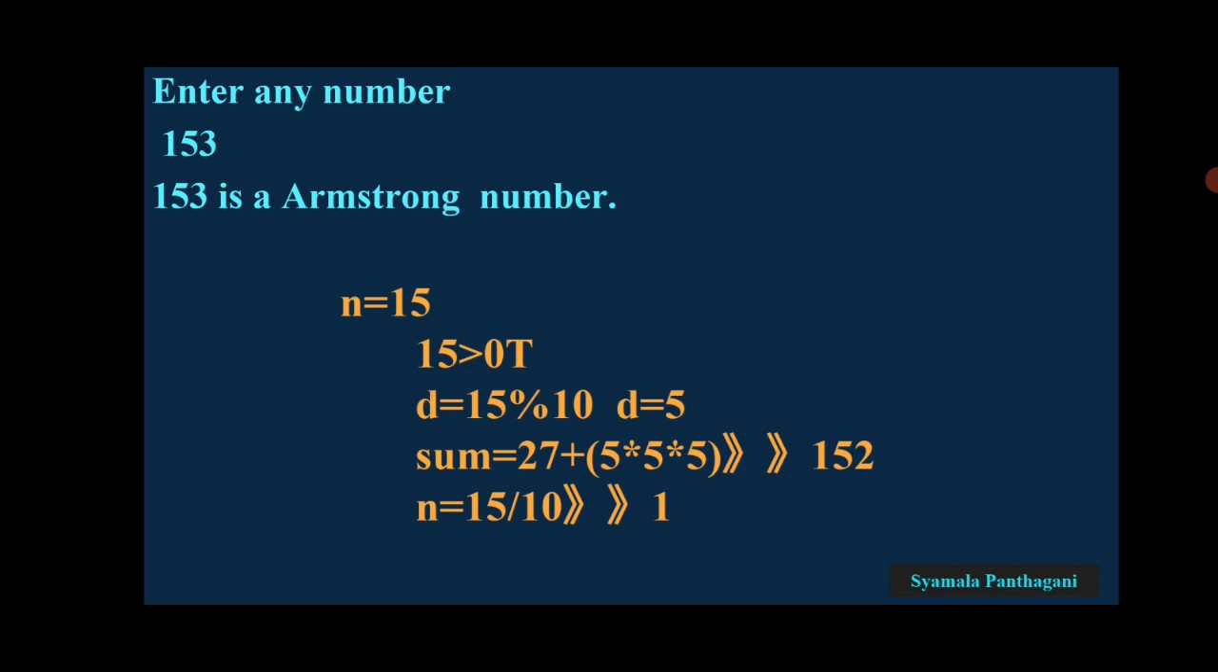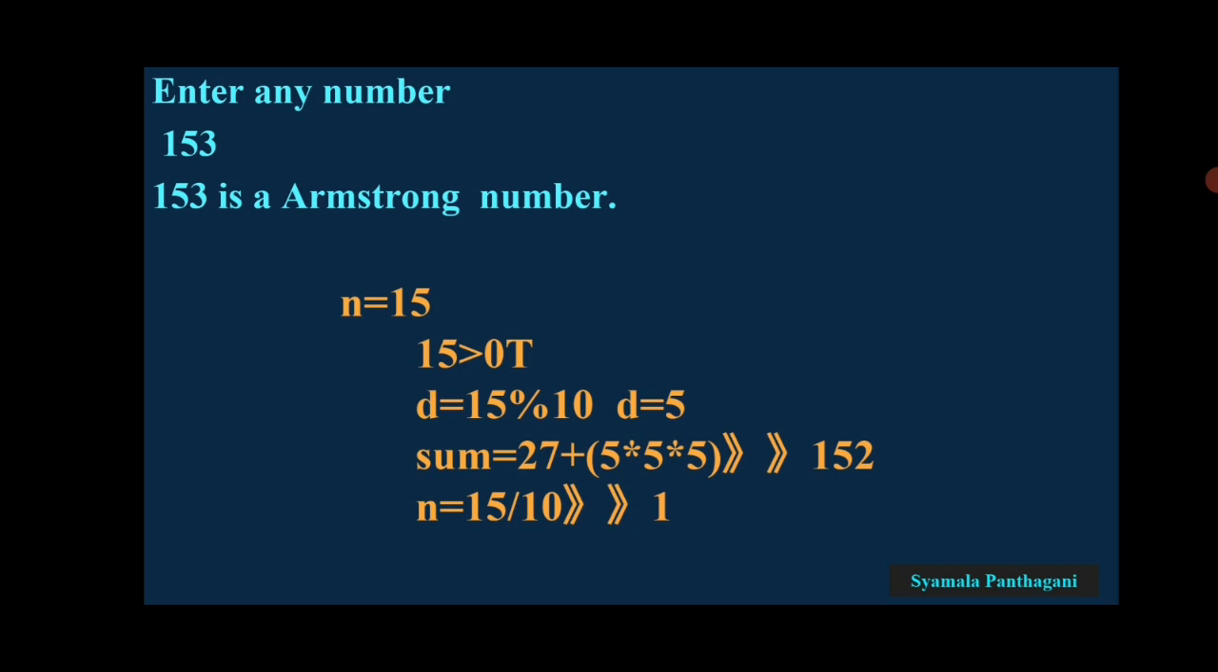Now sum is equal to sum plus D into D into D. What is the final value of sum in the first iteration? 27. Add this 27 here plus 5 into 5 into 5. 5 5s are 25. 25 5s are 125. 125 plus 27 is equal to 152. The final value of sum is 152.